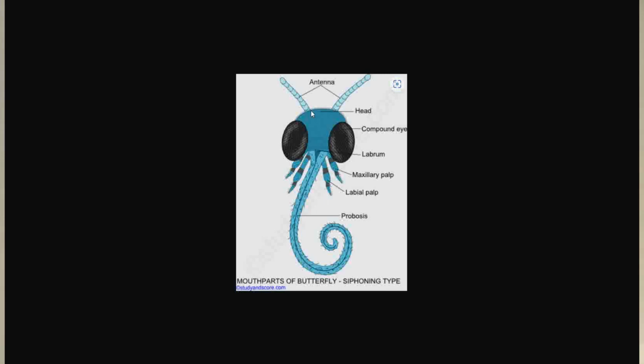Of course, they all look similar. They have the antenna, of course, on the head. You have the pair of compound eyes. You have the labrum, the labial palp, and within this labrum, you have this long structure which can coil and uncoil, which is called the proboscis.